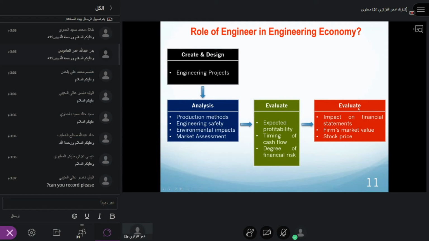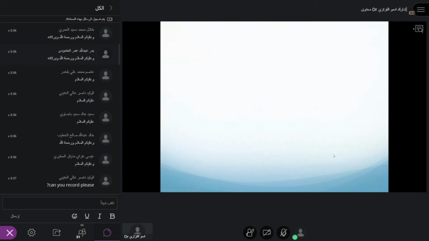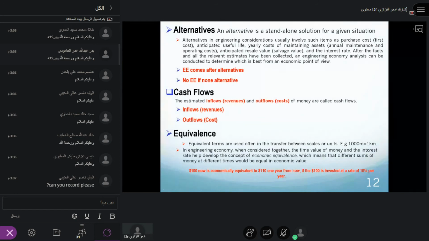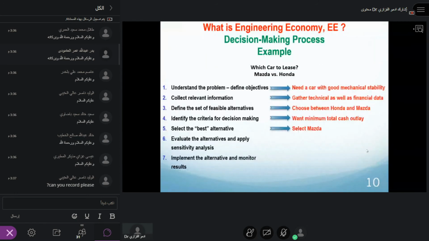Now, evaluation of the impact of whatever you are investing on the financial statement, market value, and stock price. All these terminologies, we'll look at in the future as we move along with the course. So now, talking about alternatives, we spoke a lot about alternatives here. That means we define a set of feasible alternatives, for example choosing between Honda and Mazda.